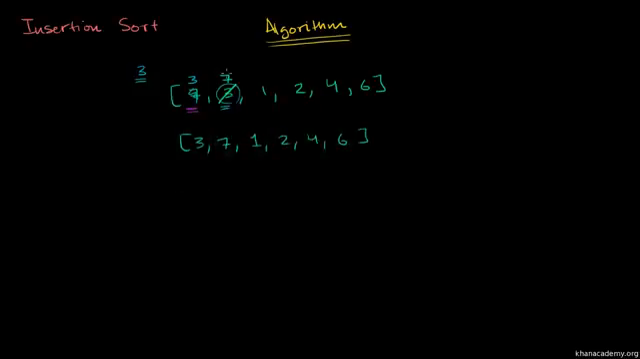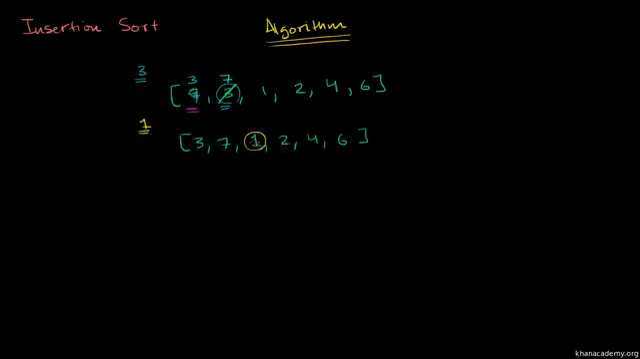So we already did the 1st index. Now we can move on to the 2nd element, which is this 1 over here. You take that 1, I'll put it on the side right over here, and you compare it to each of the elements before it. OK, is 1 less than 7? Sure, 1 is less than 7.